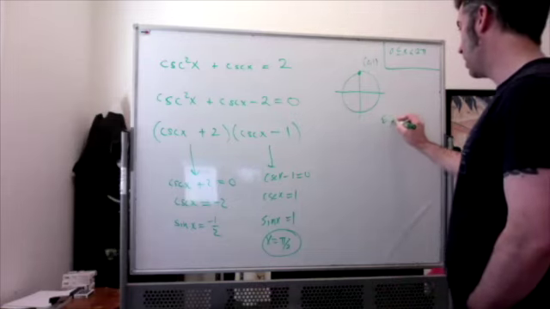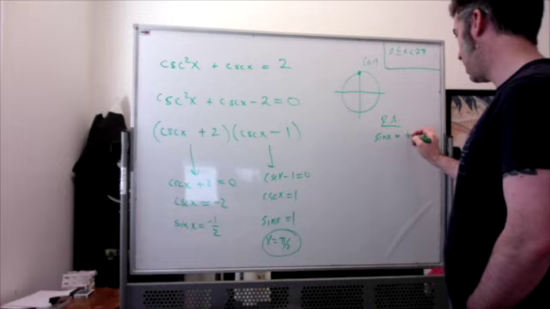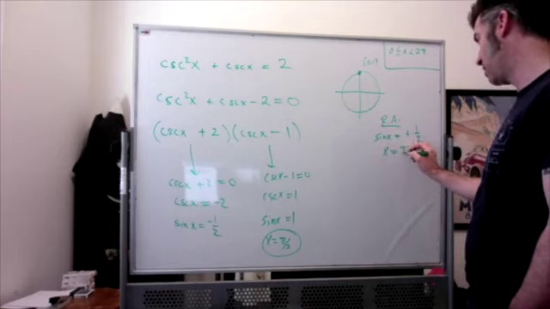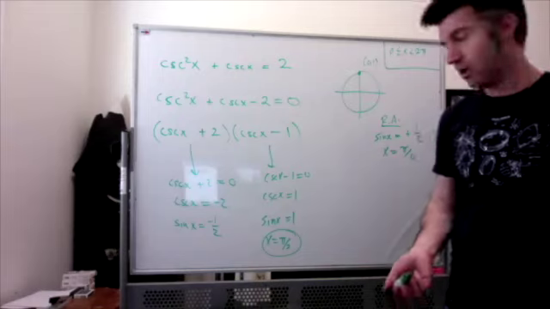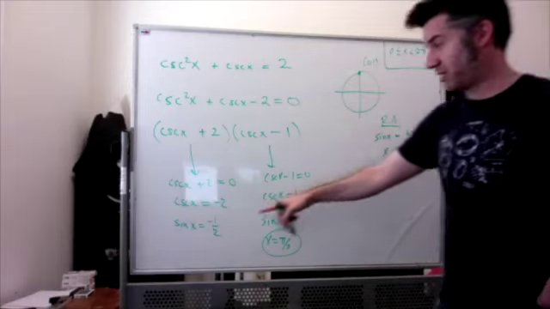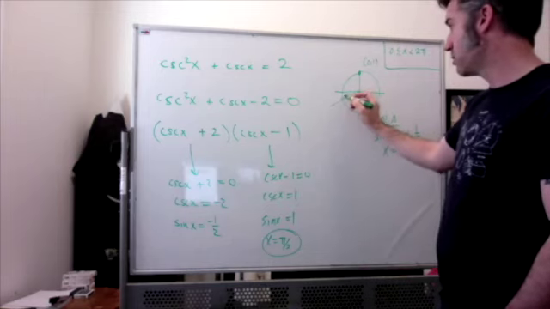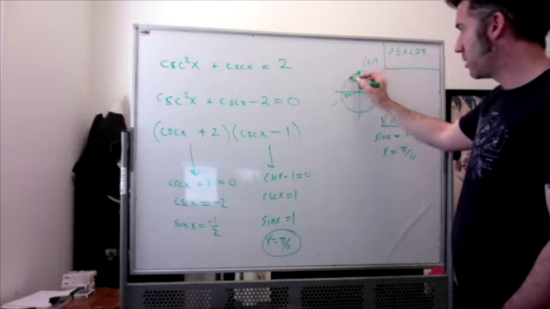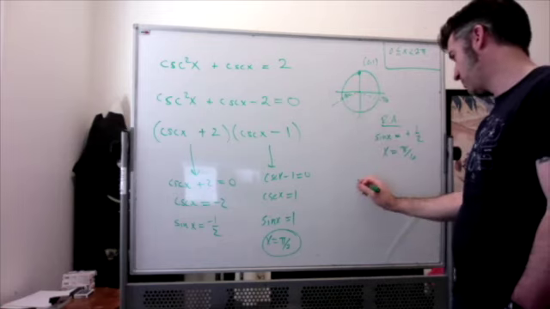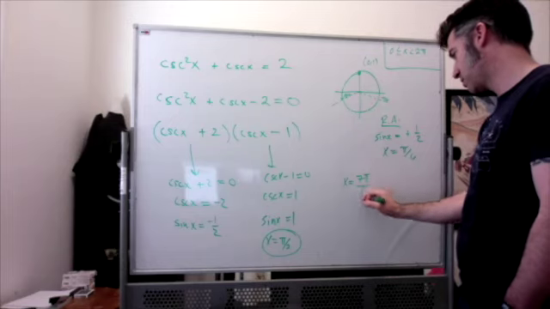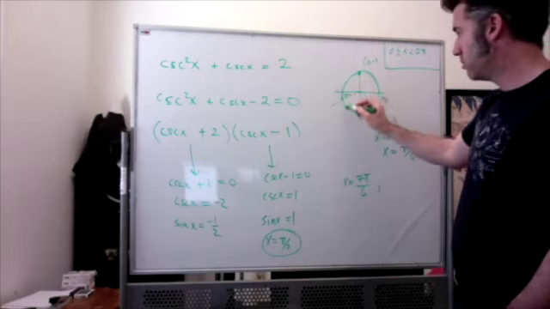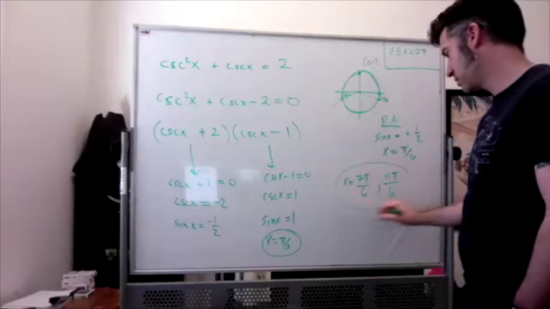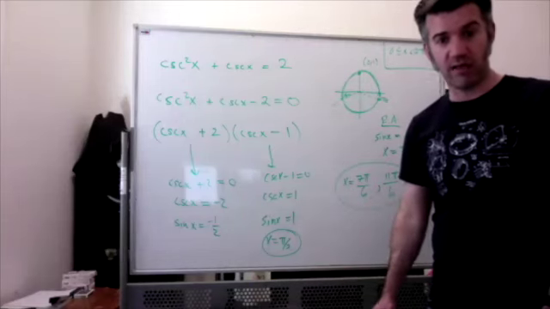So I'm going to find my reference angle by setting sine of x equal to positive 1/2. And then we know that the reference angle is going to be pi over 6, or 30 degrees. Then I'm actually looking for the angles where sine is negative, which are in quadrant 3 and in quadrant 4. So I need to go pi plus pi over 6, which is 7 pi over 6. And then I need to go 2 pi minus pi over 6 to get 11 pi over 6. And those are my three answers, pi over 2, 7 pi over 6, and 11 pi over 6.